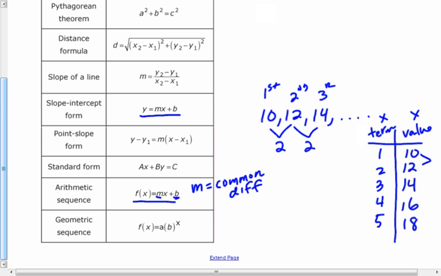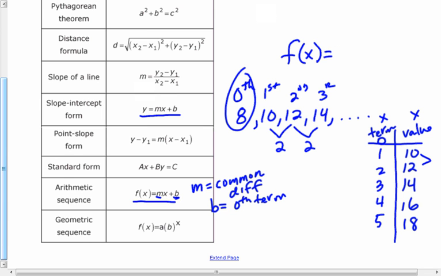And then b, remember, is the y-intercept in a regular equation, so it's the value when x is 0. So we're talking about term 0. We actually have to put one more term in this list to get the 0th term. So b is the 0th term, the one before the first term. We would have to subtract 2 to get that, so our 0th term is actually 8 here. So the equation for the sequence that I just created is f of x equals 2x, the common difference, plus the 0th term, which is 8.